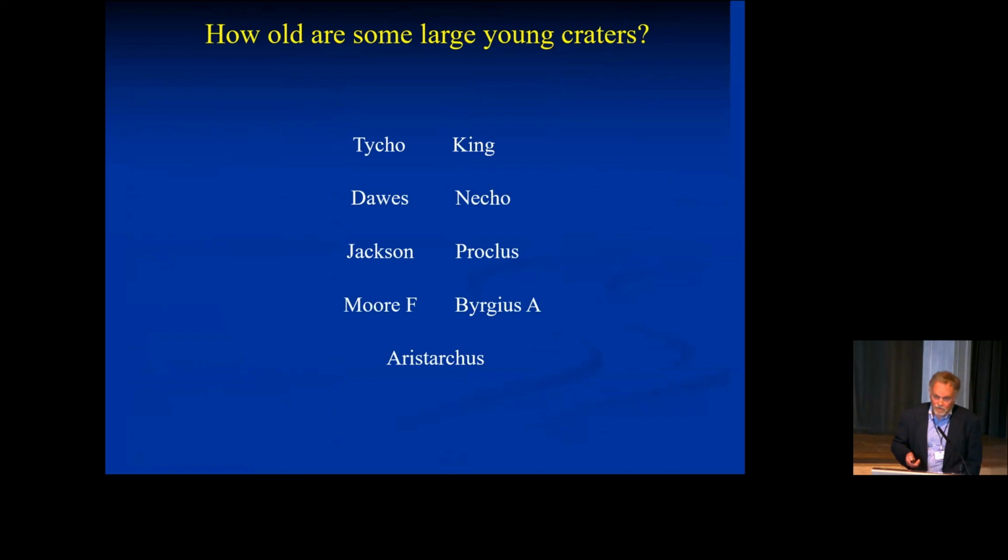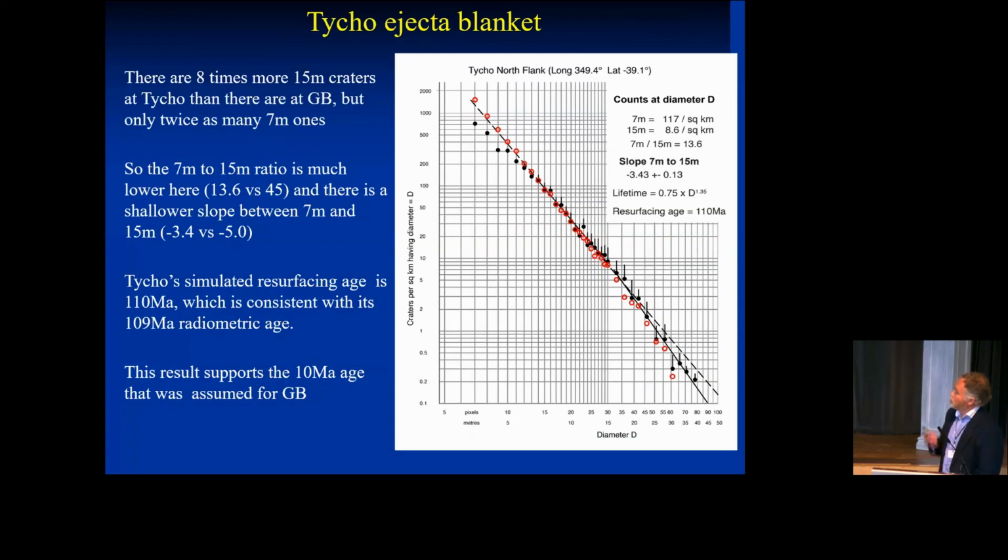Now I'm going to look at some young, large craters, Copernican age craters, Tycho and King in particular. This is a plot for the ejecta blanket at Tycho. And you can see that there are 8 times more 15 meter diameter craters here than there are at GB. So that sort of implies an 8 times older age. In fact, the best fit of the simulation to Tycho provides an age of 110 million years, which is very consistent with the erosional age for Tycho. And it also supports the assumed 10 million year age for GB.